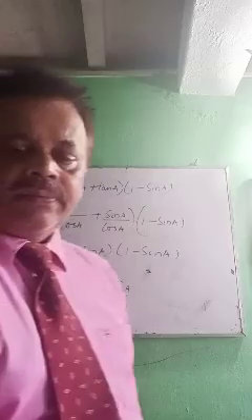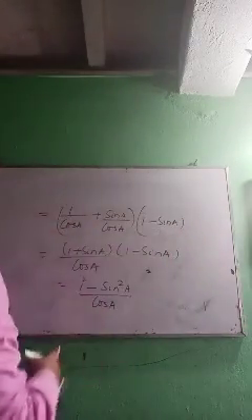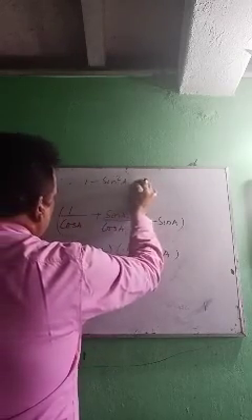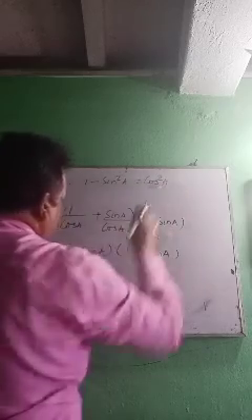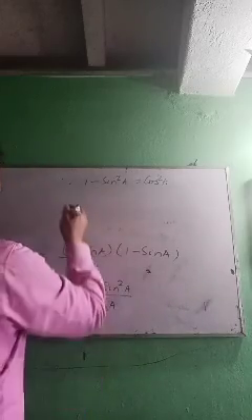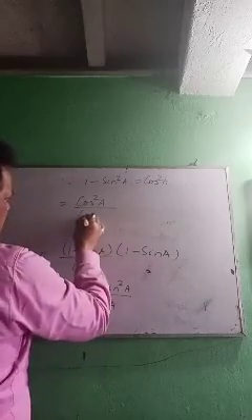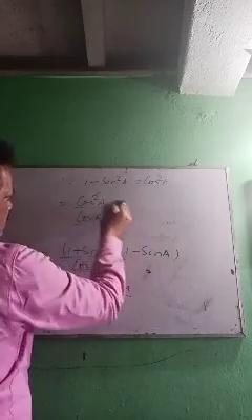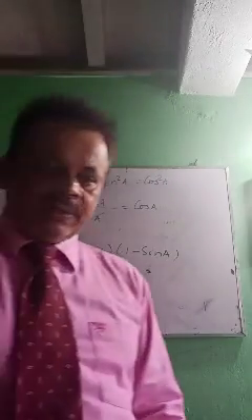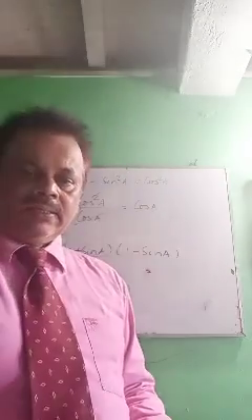What is the formula of 1 minus sin square a? 1 minus sin square a equals cos square a. So this will be cos square a by cos a. The one cos cancels, cos a. Okay. So this is the answer. Like this, if you remember the formula, then it is easy for us.